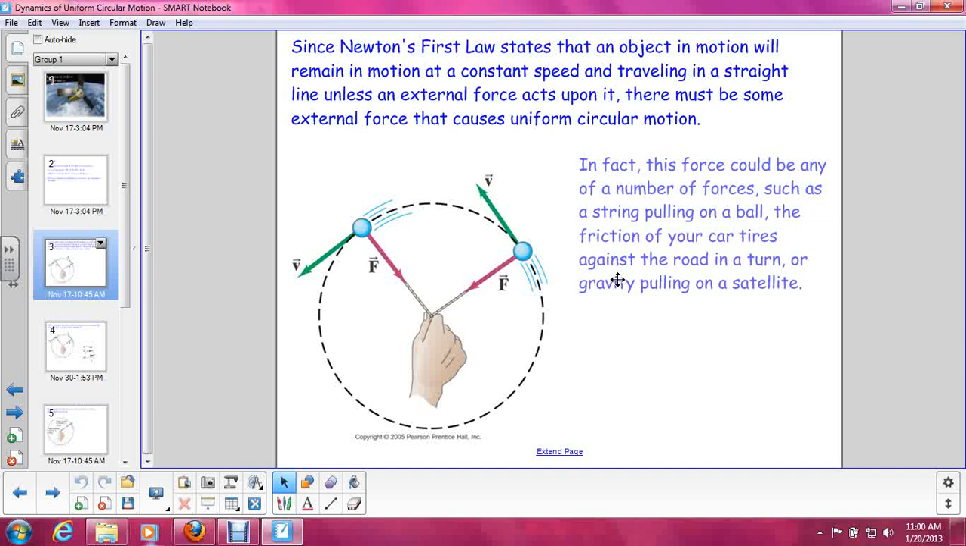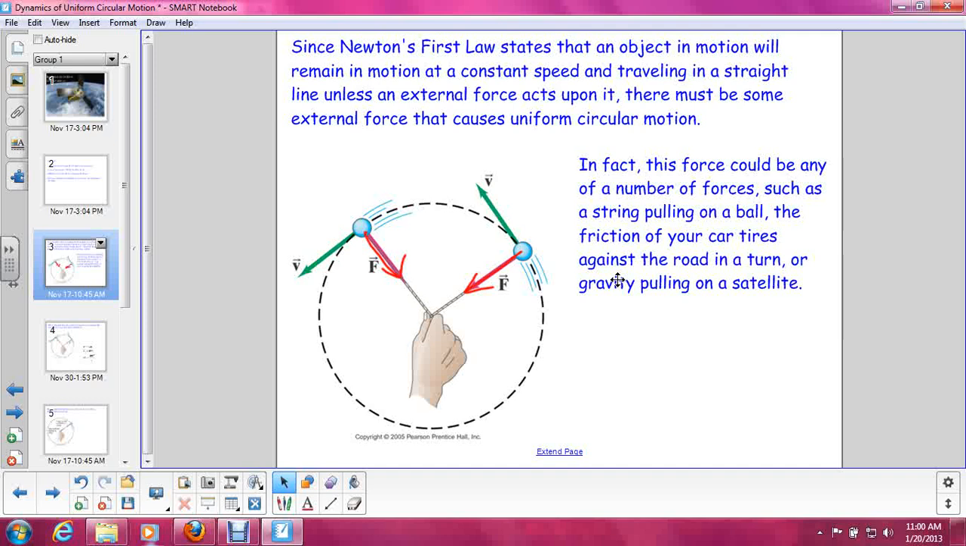So this force could be any number of things. In this picture, it's a string pulling on a ball. It is applying a force inward to keep it moving in a circle. If this force were not there, the ball would not change direction and move in a circle. It would just go at a constant speed in a straight line. So it could be a string pulling on a ball.